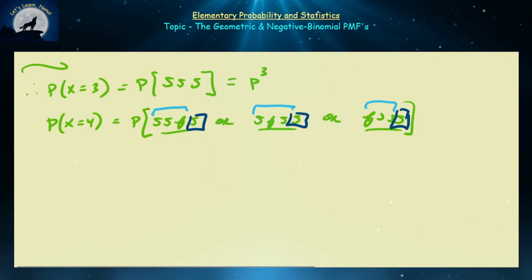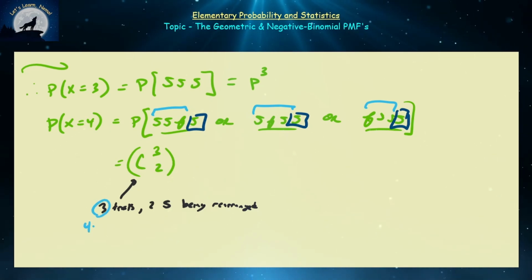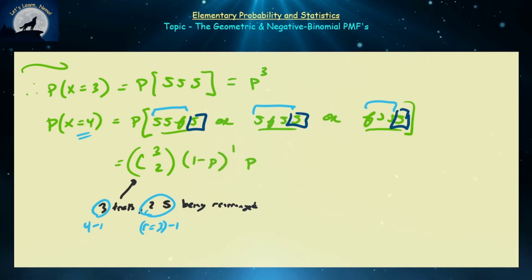So what would that be equal to? That's going to be equal to 3 choose 2, right? So we're going to be rearranging 3 trials, 2 successes, in that sequence. And keep in mind, what's so special about 3? Well, that's just going to be the number of trials, 4 minus 1. And what's 2? Well, that's obviously going to be r, which is 3, minus 1 as well, because the last one's not being rearranged, so we'll just be left with 2. And then what are we going to have? Well, we're going to have 3 successes and 1 failure, so it's going to be (1 minus p) to the power of 1, and then p to the power of 3.